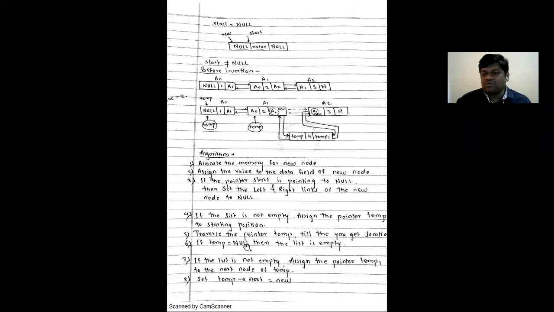In the previous case, we were traversing up to the end of the linked list, till we got the null value, right? But here we are not traversing up to the end of the linked list or at the beginning, right? Here we are traversing up to what? Up to that particular location. So for that purpose, we require the location, right?